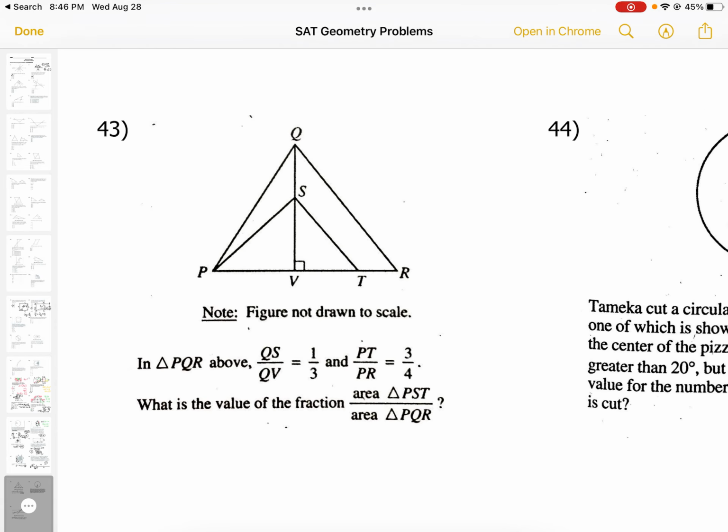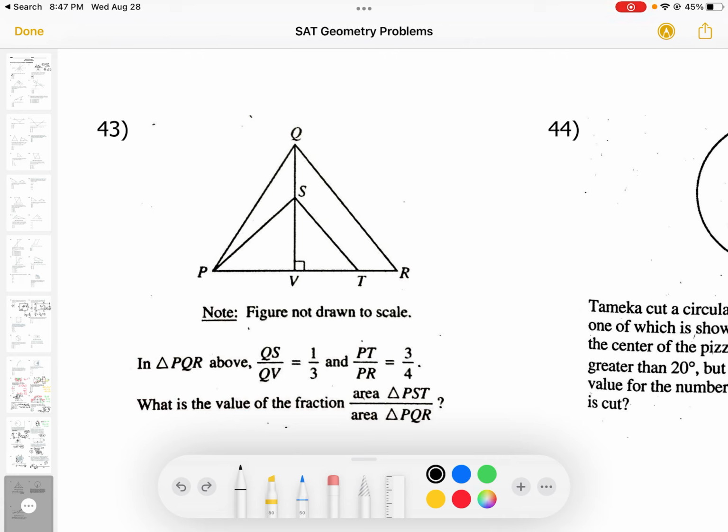Okay. In triangle PQR, above, QS over QV is 1 over 3, and PT over PR is 3 over 4. What's the value of the fraction area of PST over area of PQR? Okay. So I'm going to assign variables. If QS is X, QV is 3X, right? QV is 3X, that means this segment is 2X, right? Okay.